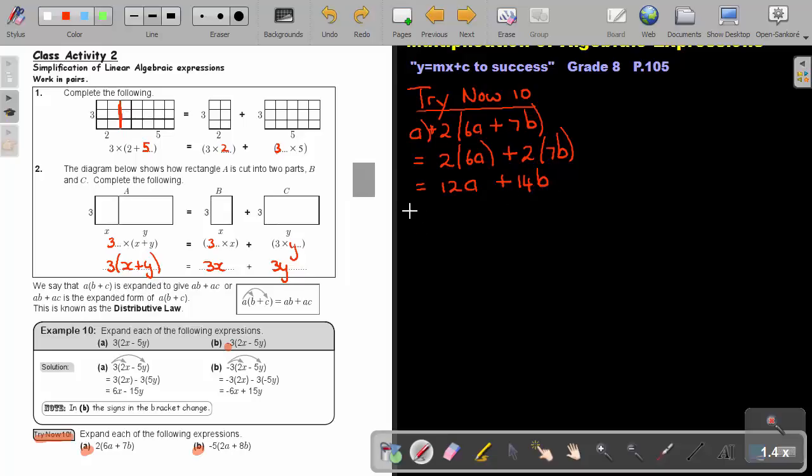And if I look at the next one, number B, oh, be careful for the negative. Negative is always changing signs.